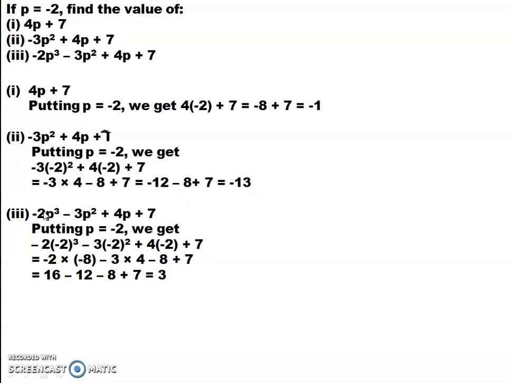Next, here you have negative 2p cube minus 3p square plus 4p plus 7. Here you have p cube. What do you mean by p cube? P cube means p into p into p. P multiplied 3 times. I am not asking you to add p 3 times.